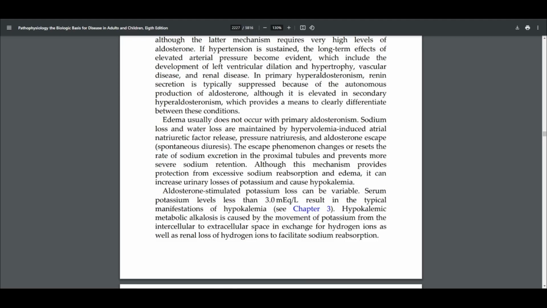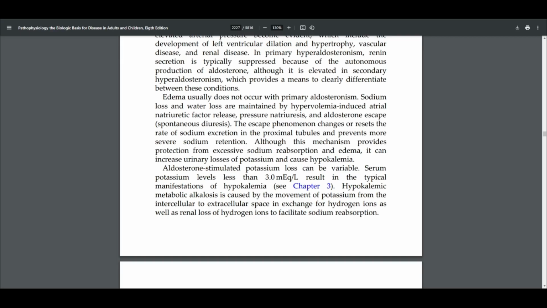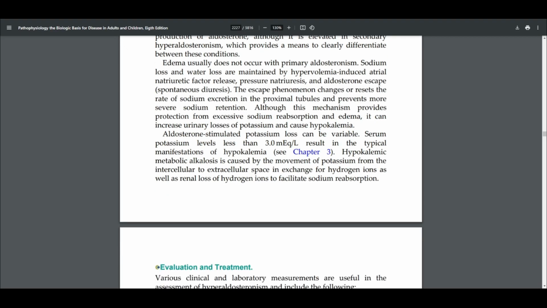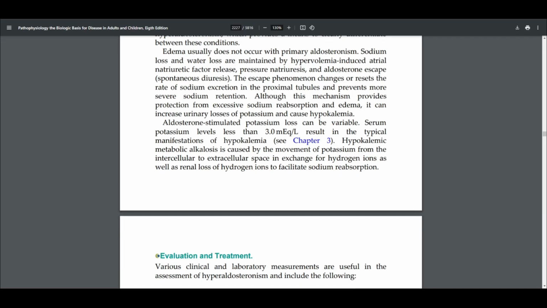Sodium loss and water loss are maintained by hypervolemia-induced atrial natriuretic factor release, pressure natriuresis, and aldosterone escape. The escape phenomenon changes or resets the rate of sodium excretion in the proximal tubules and prevents more severe sodium retention. Although the mechanism provides protection from excess sodium reabsorption and edema, it can increase urinary losses of potassium and cause hypokalemia.